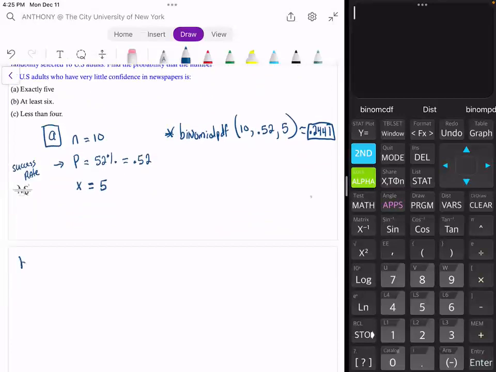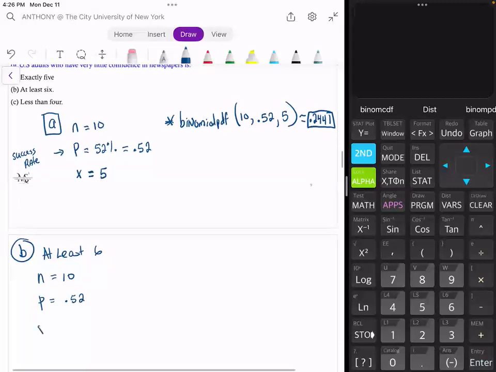In part B, it says that we have to do the at least 6. So in this problem, N and P are still going to be the same values. N is still the number of trials, which is 10. And P is your success rate, which is still going to be 0.52. Now, in this problem, we don't have X is equal to a number. What we have is that X is at least 6.